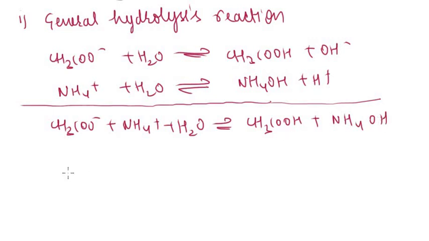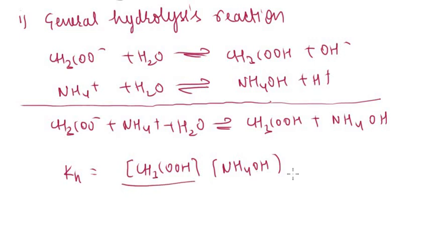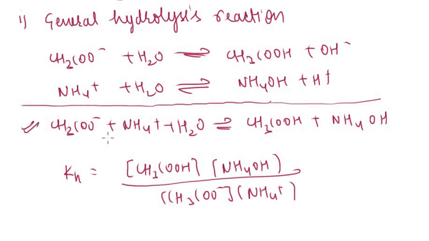Then H2O and OH minus will cancel, and will form CH3COOH plus NH4OH. Now we have to write the Kh. Kh is simply CH3COOH into NH4OH over CH3COO negative into NH4 positive. So this is the overall general hydrolysis reaction.